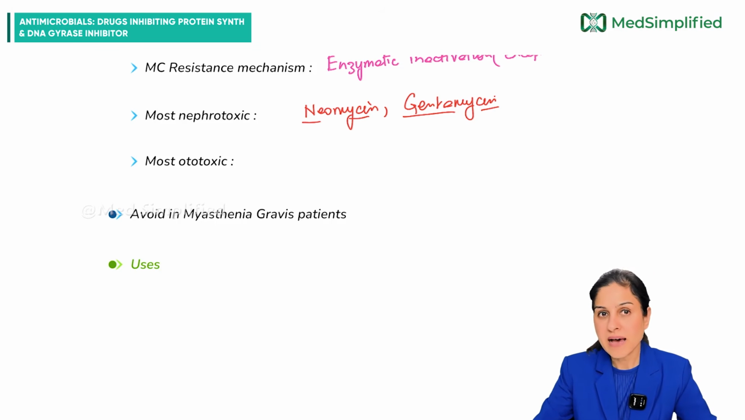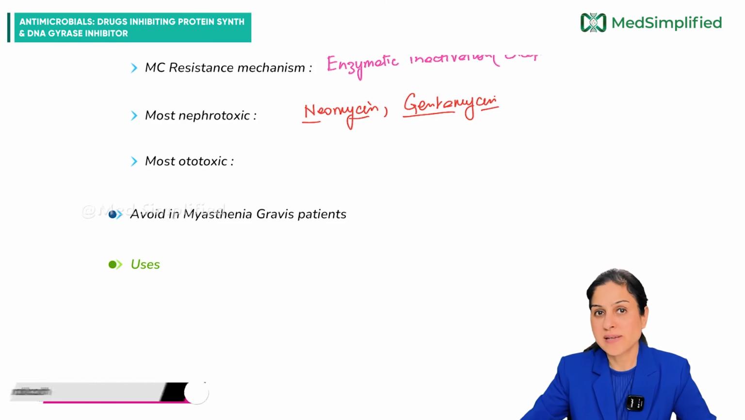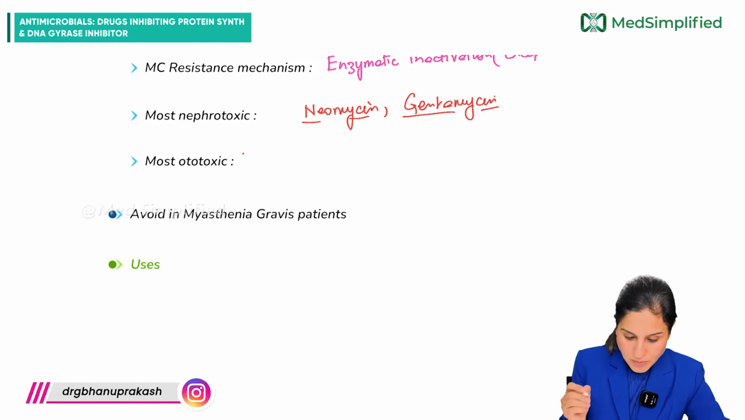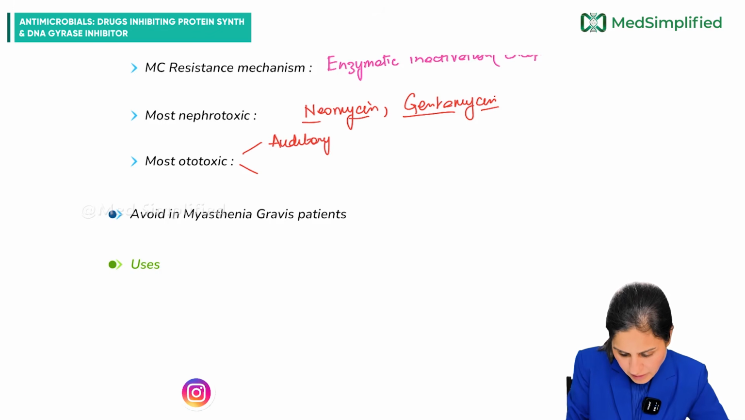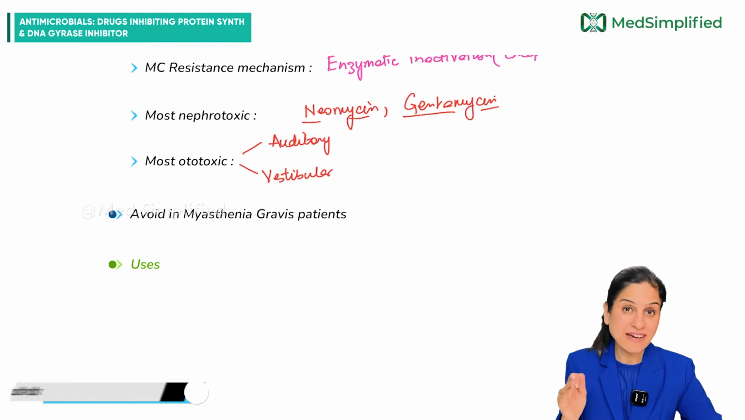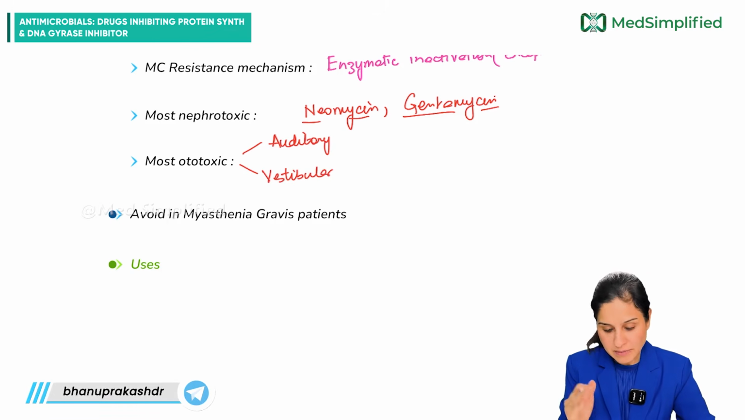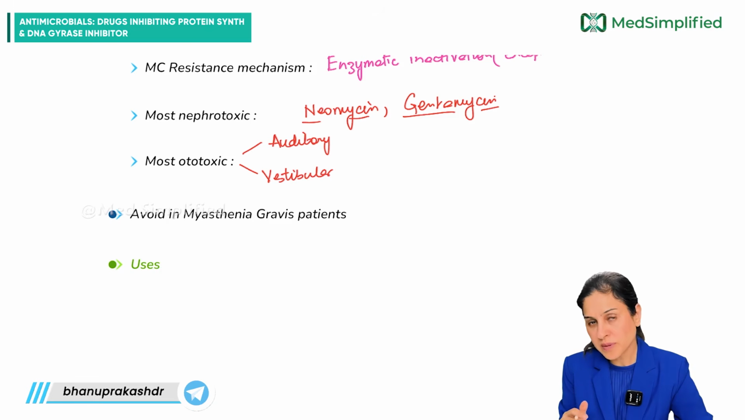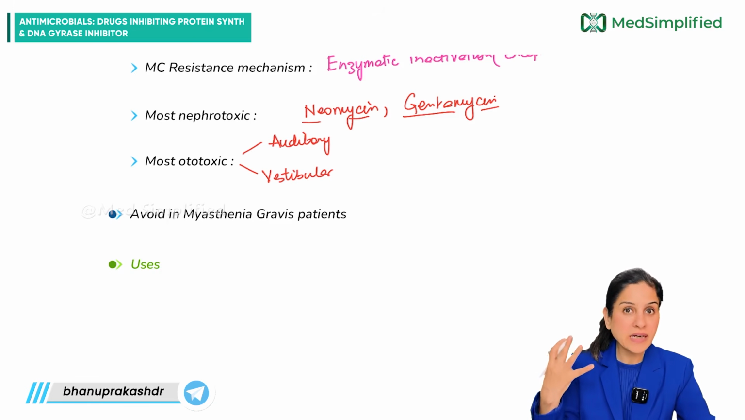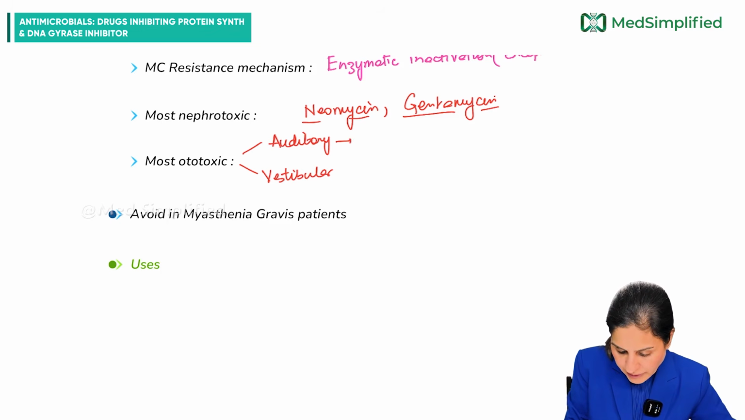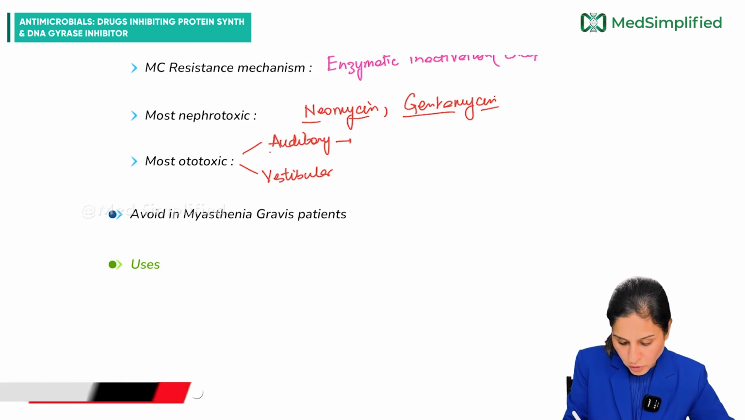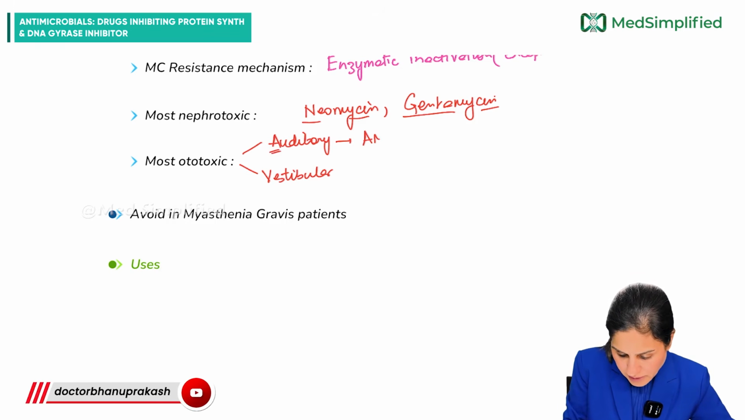For example, we have vancomycin and amphotericin B. We should not be combining these. Then most ototoxic. Now, ototoxicity again is of two types. One is auditory, the other is vestibular. Remember, it can cause deafness, which is irreversible. Nephrotoxicity is reversible once you stop the drug, but if ototoxicity occurs and hearing loss happens, that is irreversible. So auditory, which is the most ototoxic: A for auditory, A for amikacin.